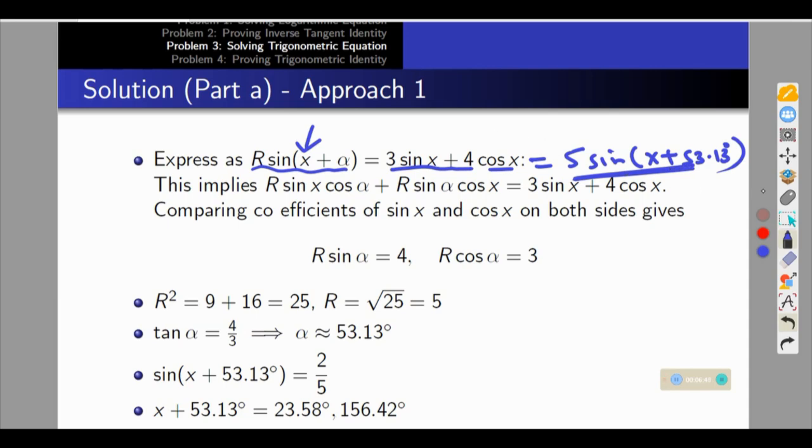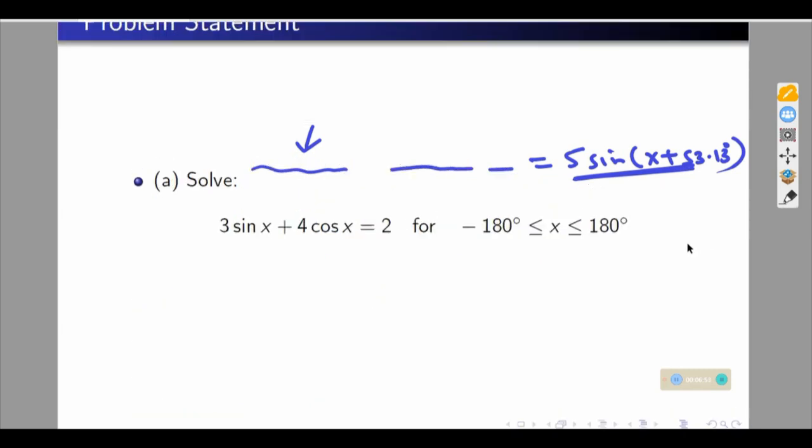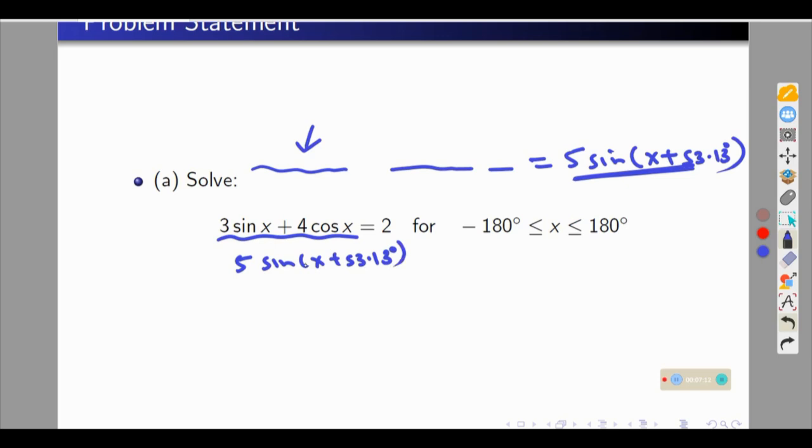So when we look at the expression that we have, 3 sine of x plus 4 cos of x, which is equal to 2. And as we have seen, the whole of this has been reduced to 5 sine of x plus 53.13 degrees. So where there is this, we can put there 2. So this will be equal to 2. And for that case, we shall have 5 sine of x plus 53.13 degrees equaling 2.